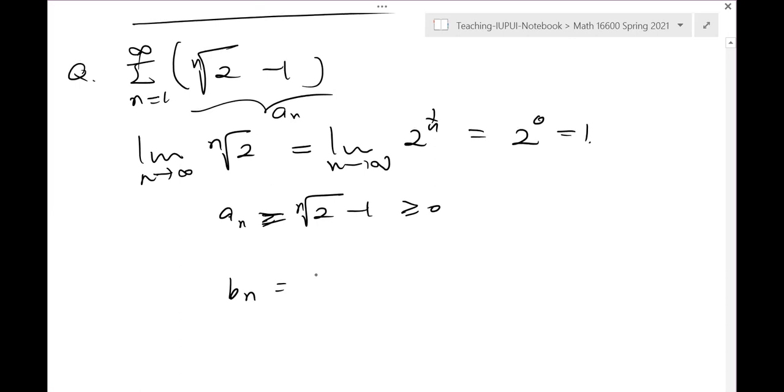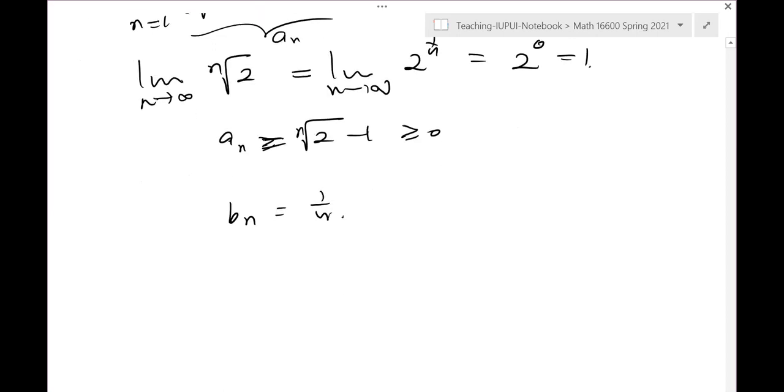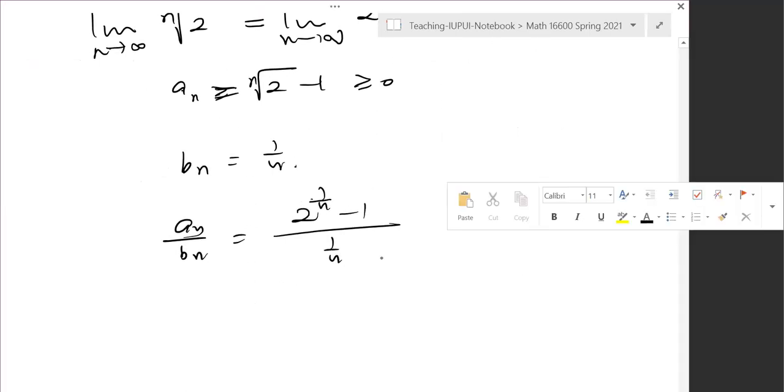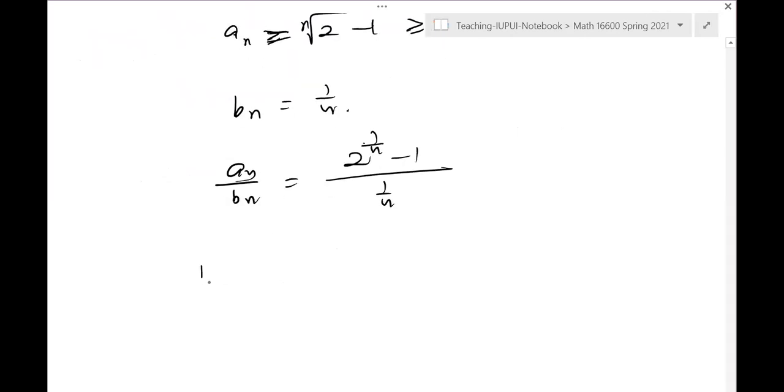My guess is 1 over n. Let's try. And an over Bn is going to be 2 to the 1 over n minus 1, over 1 over n. So we have to find the limit of this. To find the limit of this, I need to find the limit of this, right?